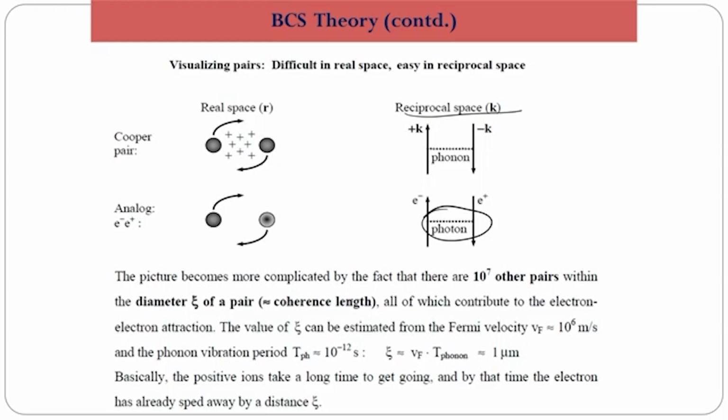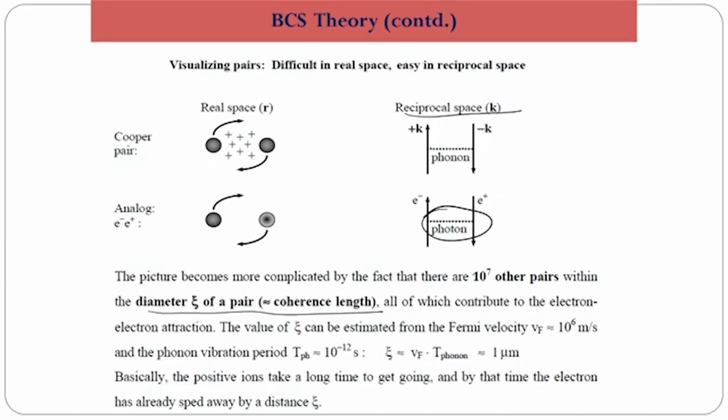So the picture of course becomes very complicated, because you have several others, billions, 10 billion and so on, other pairs within a diameter which is xi, called the coherence length. That is basically the extent of the wave function of this Cooper pair. And all of these 10 to the power 7 pairs will contribute to the electron-electron interaction, and the value of xi, which we can estimate from the Fermi velocity etc., is some 1 micrometer.